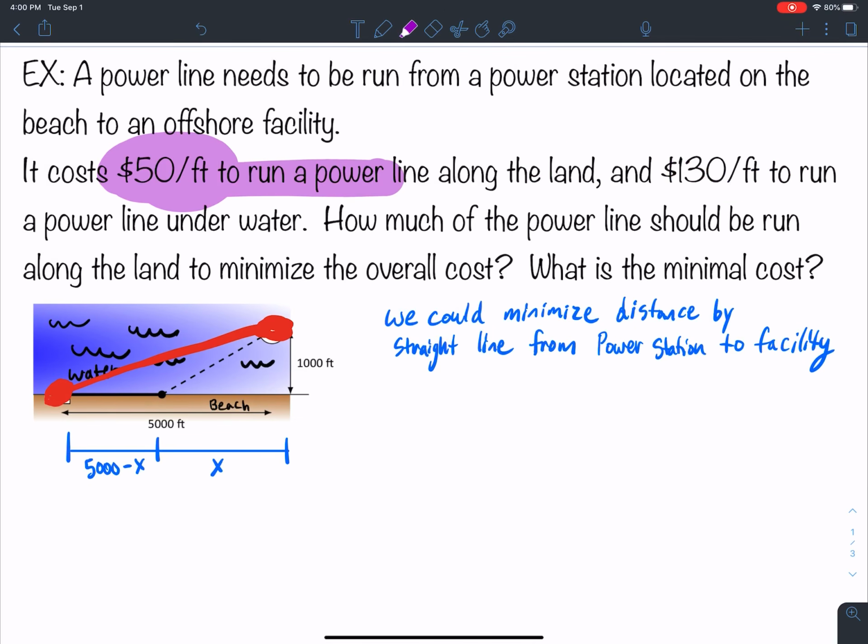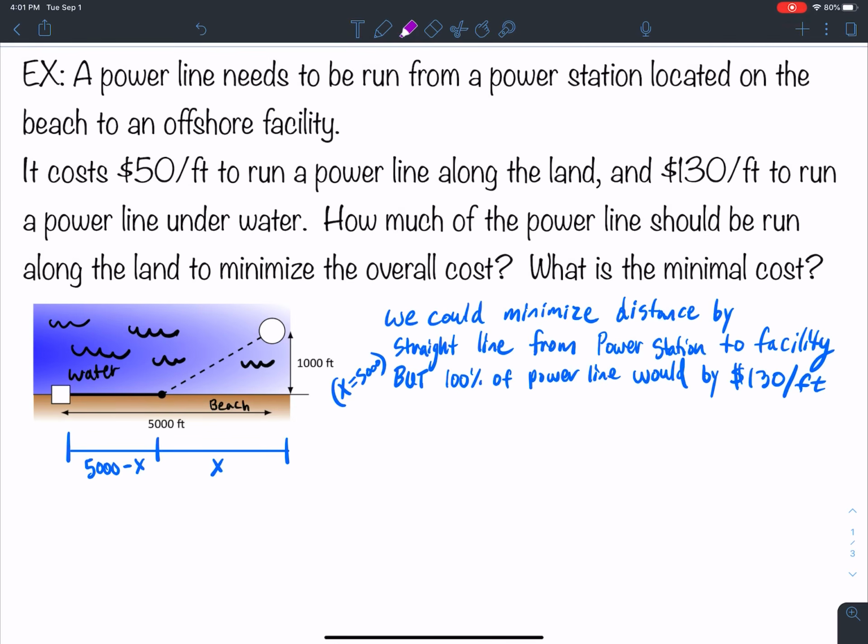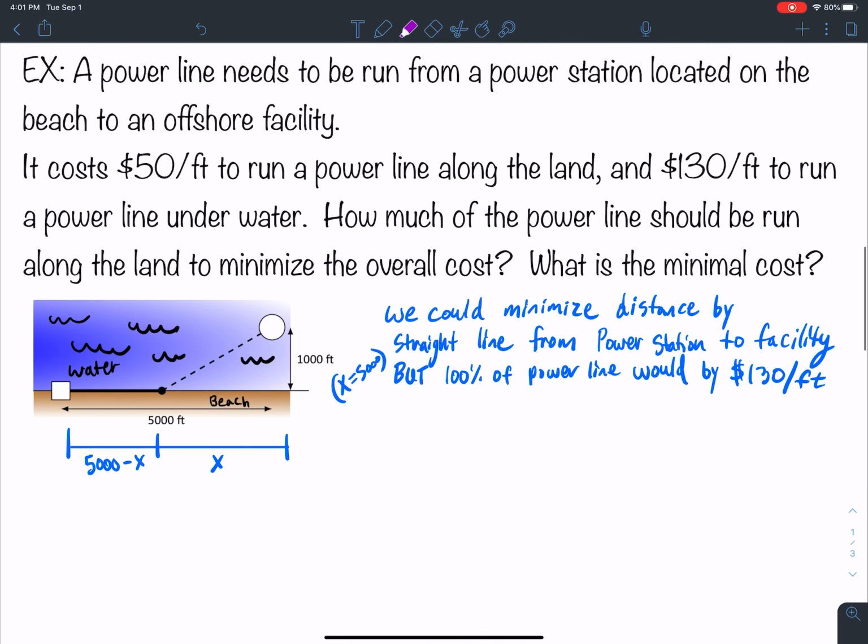And even though the distance is minimized here, the cost per foot is more than double the cost of running it on the land, right? So that situation where we would have it all underwater means that I would have this whole distance for my x value. So that would be a scenario where x is equal to 5,000. So 100% of the line would be at the cost of $130.